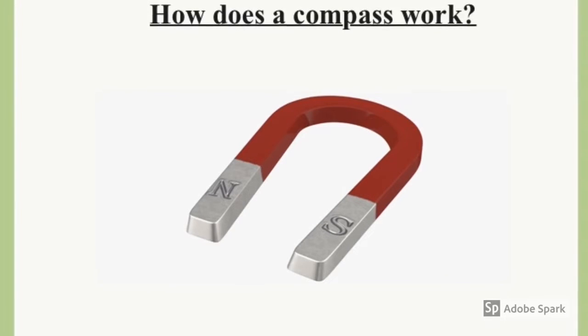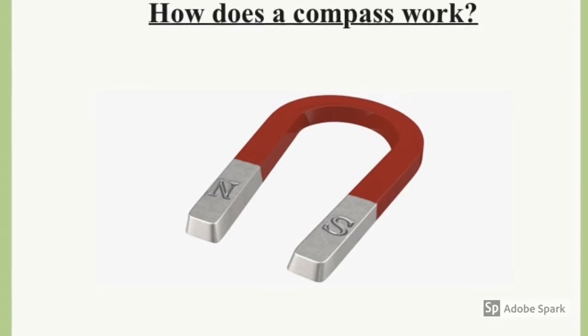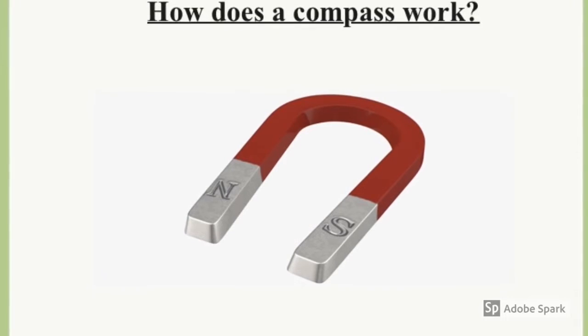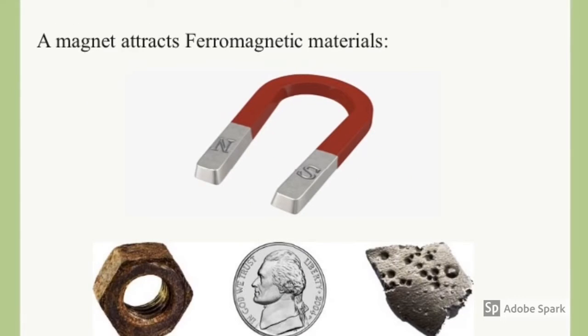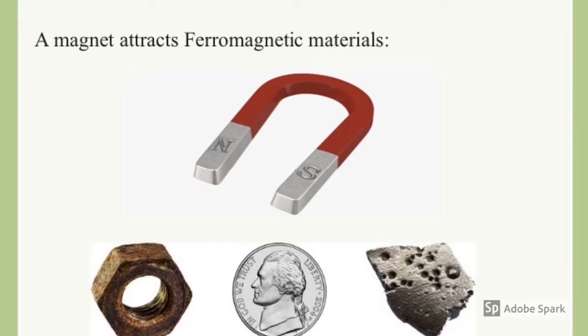Well, it all begins with a magnet. A magnet is any object that creates a magnetic field. A magnet attracts ferromagnetic materials such as iron, cobalt and nickel. It also attracts and repels other magnets.